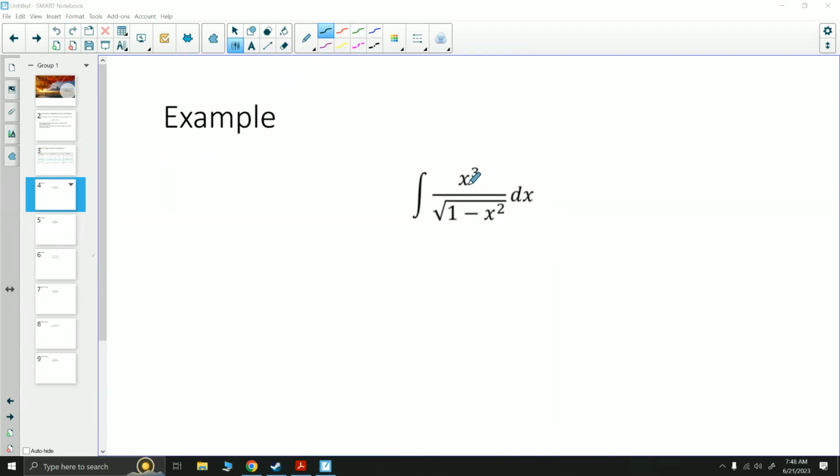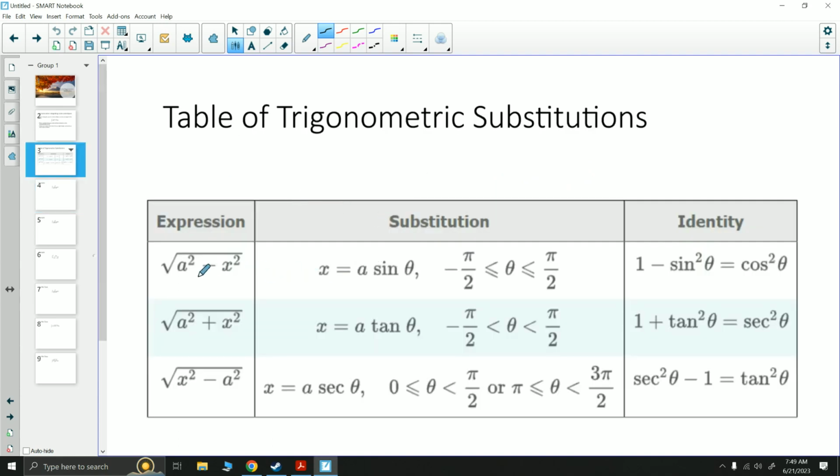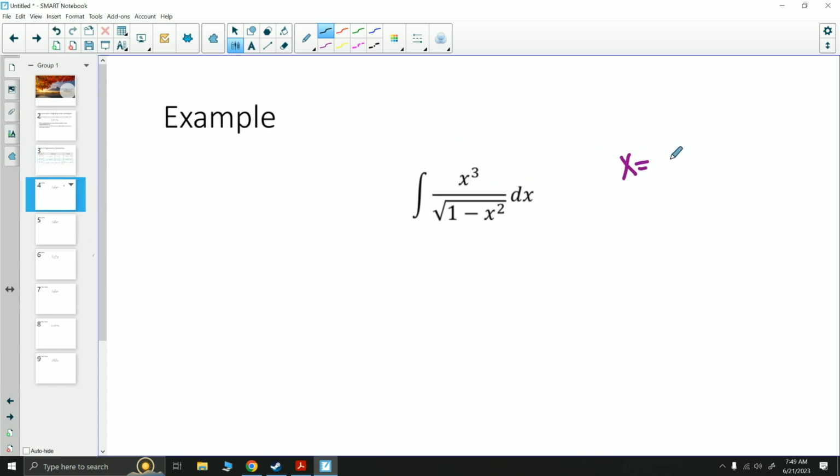Okay, so we have x cubed over the square root of 1 minus x squared dx. Now, this one screams inverse trig substitution to me because we have the square root of 1 minus something squared, or 1 plus something squared, or something squared plus or minus something squared, and it's in a square root. That's screaming. Also, it's on the bottom. It doesn't have to be on the bottom, but that is so common that it's worth noting. Okay, so it's a 1 minus x squared. So if we go back here, as a reminder, that's going to be a sine. So we're going to say x is a, which in our case is 1, sine of theta.